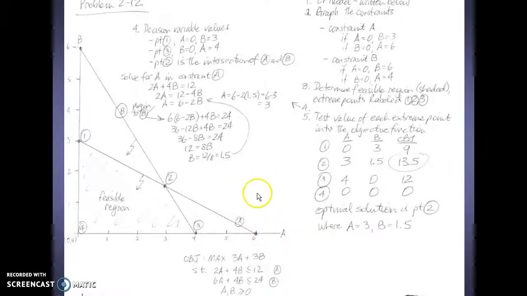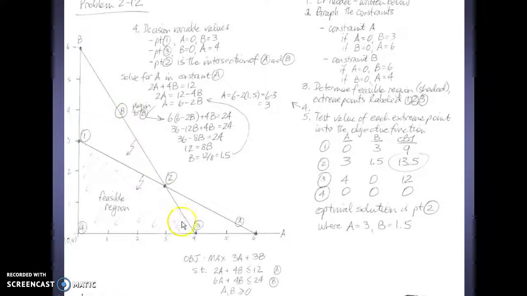This is constraint A. I've labeled it A. Which way does the feasible region go? Is it in this direction or in that direction? Toward or away from the axis? Pick a point down here, 1, 1. If you substitute 1 for A and B, you get 2 plus 4. That would be 6. Is that less than or equal to 12? Check. Yes, it is. Therefore, you know that your feasible region for constraint A is in this direction, toward the origin. Put a little arrow like that, like I do.